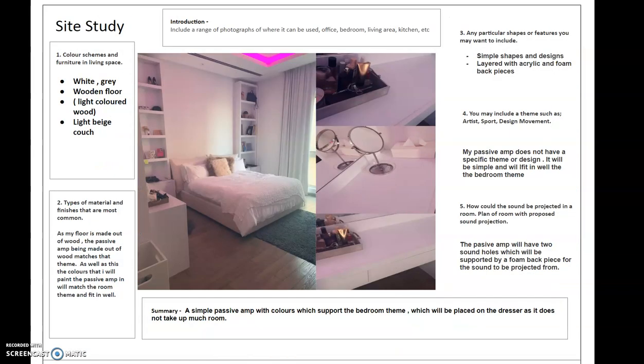Site study. It's always good to take a study of the room and look at the different types of furniture, the colour schemes, the flooring, what type of equipment you've got in the room, so that when you produce your passive amplifier, it blends in nicely with the existing surroundings.